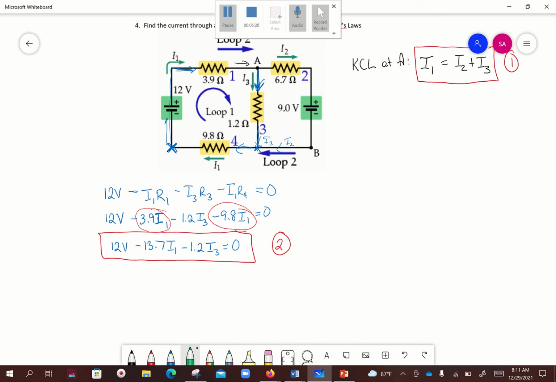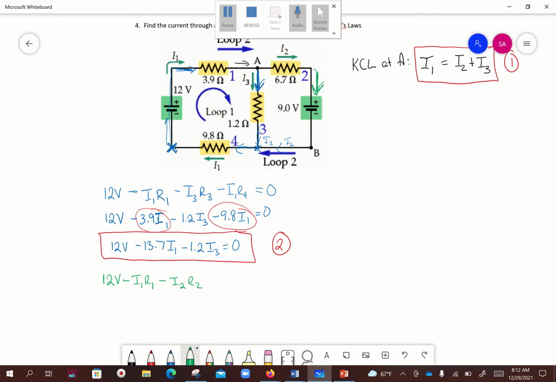Let me do it in green so you can see I'm doing a different equation. So I've got 12 volts minus I1 R1, because I'm going through it in the same direction. Now from point A, I'm going to continue going towards the right. And so I'm going through resistor 2 in the same direction as current 2. So that's going to be a negative again. Minus I2 times R2.